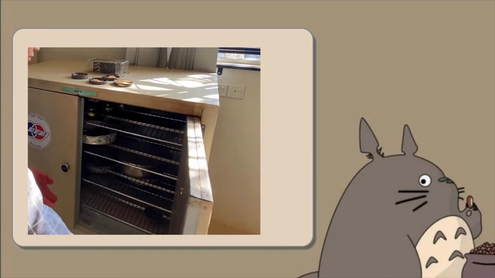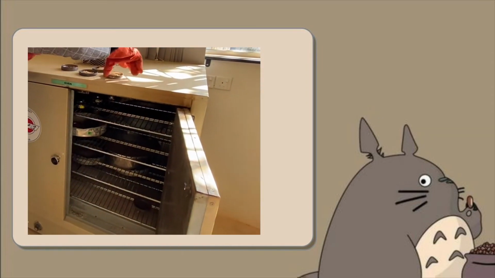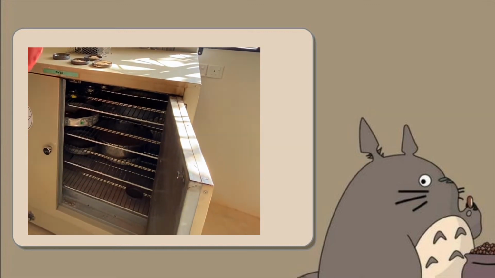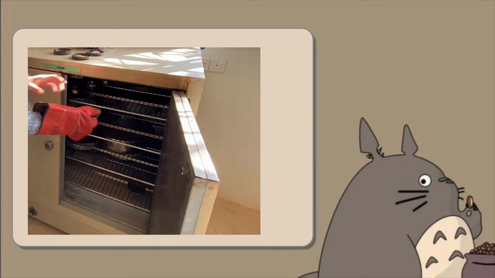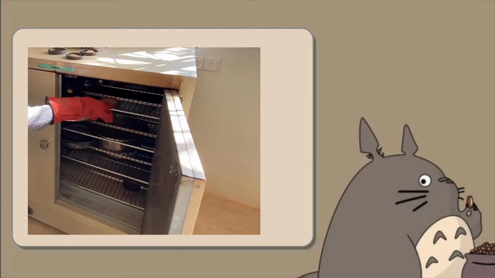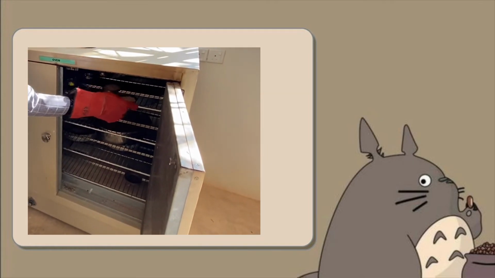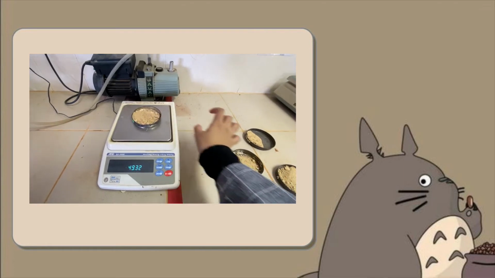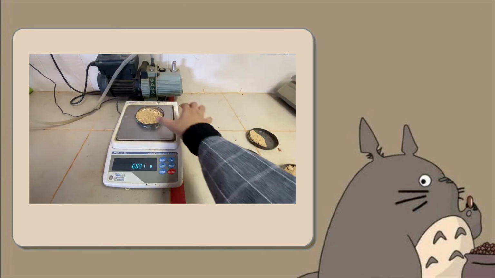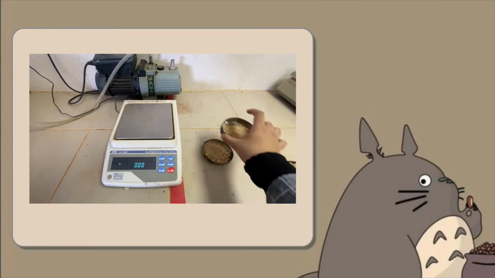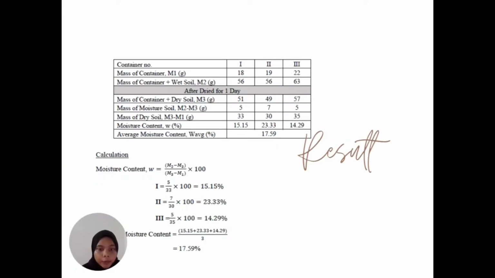The samples are put into the dry oven for a day. After 1 day, the samples are taken out. The mass of the container plus dry soil, M3, is recorded. Moving on, this is the result.